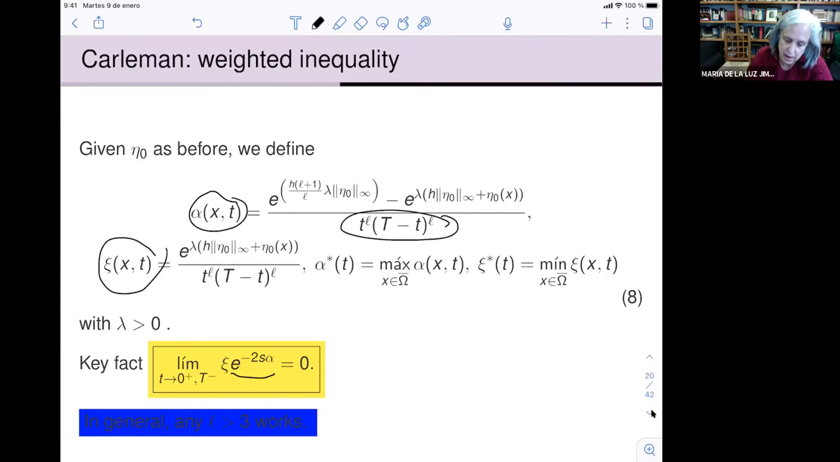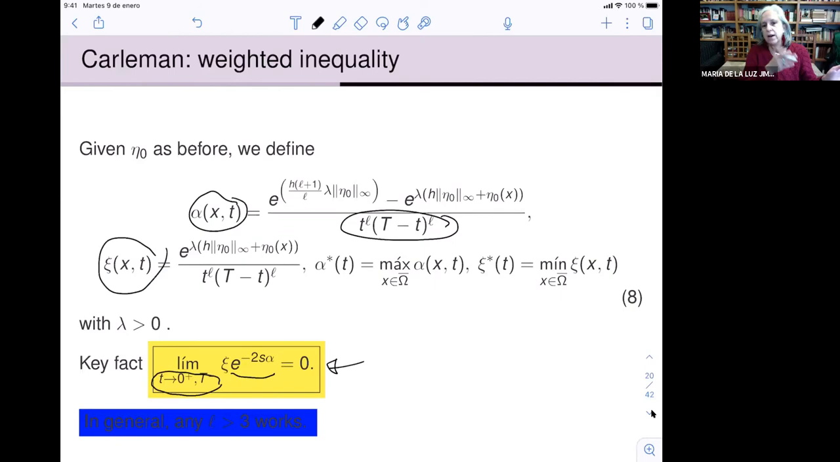So this is going to vanish as t goes to zero or to capital T. If you imagine you're going to use this exponential e to the minus 2s alpha, and substitute it in some equations and do integration by parts, then when you integrate with respect to t, this is going to vanish. So you're not having these bad terms at t equal to zero and t equal to capital T.